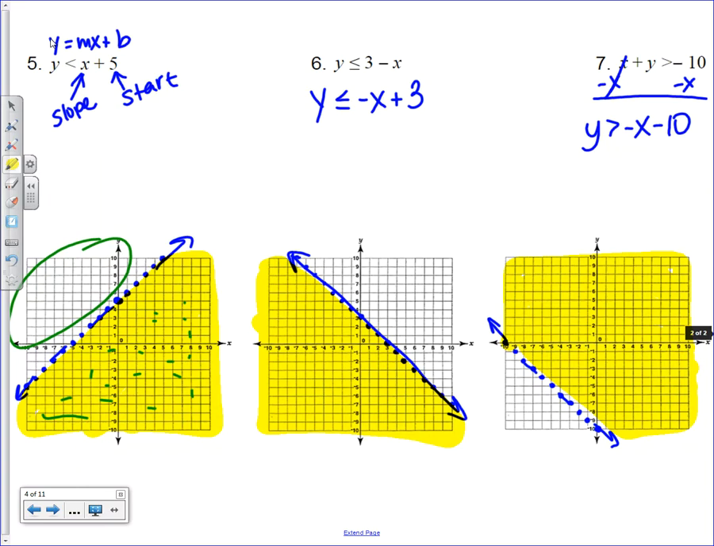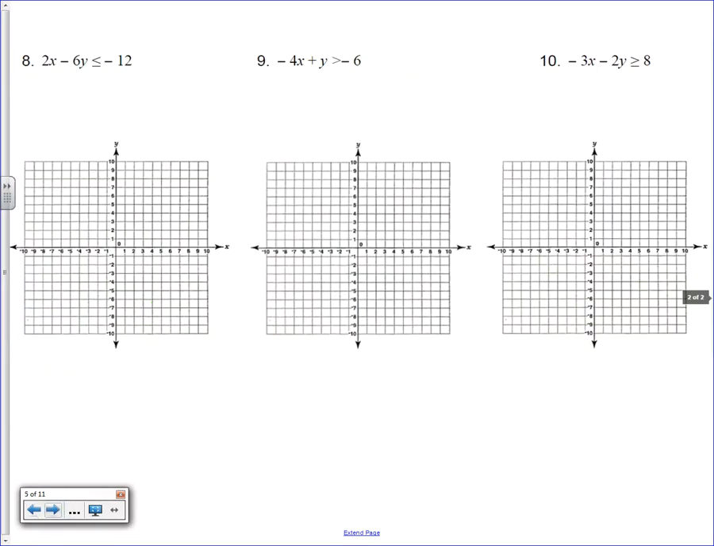How about 0, 0? Is 0, 0 an answer? 0, 0 is in the yellow part, right? Okay, looks good. Let's keep moving on.